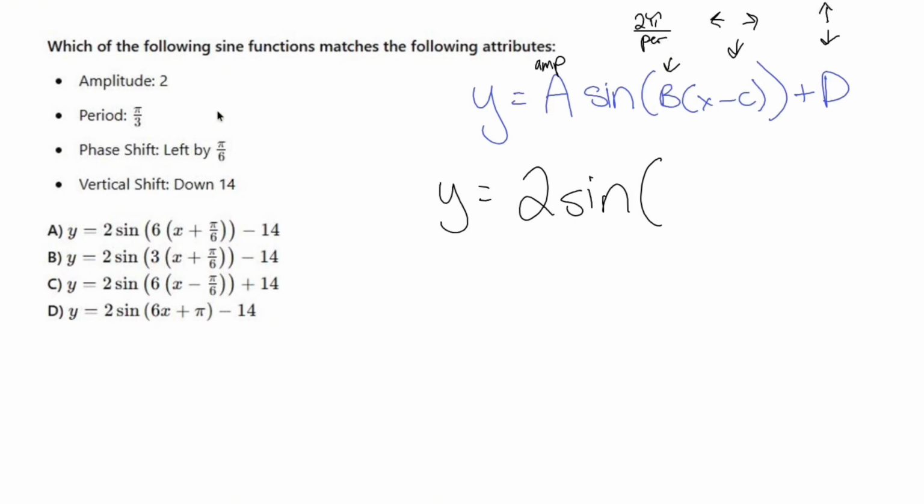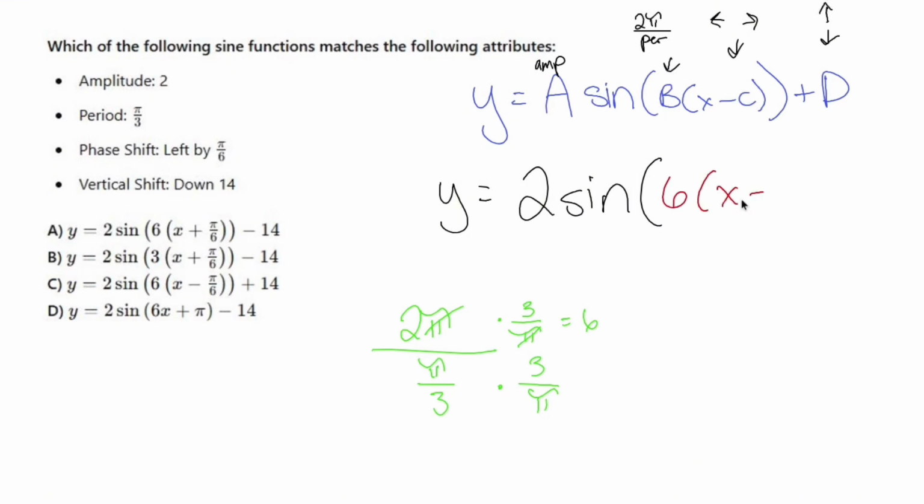B is going to be, well, it gives me period, but I need to find 2 pi over period. So let's do a little bit of math. 2 pi over the period that we're given, which is pi over 3. Multiply the top and the bottom by 3 over pi because that's fractions. Pi's cancel out, and B is going to be 2. Why did I say 2? It should be 6. 6, not 2. So B is going to be 6.